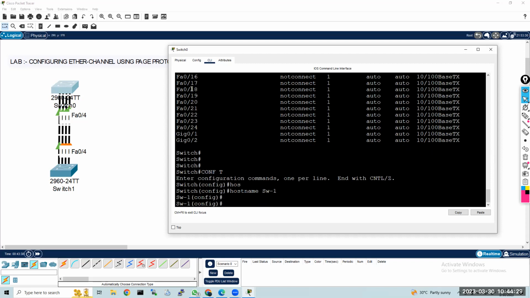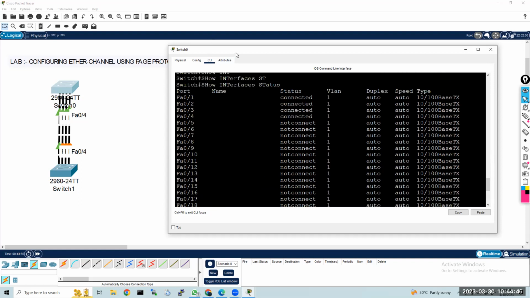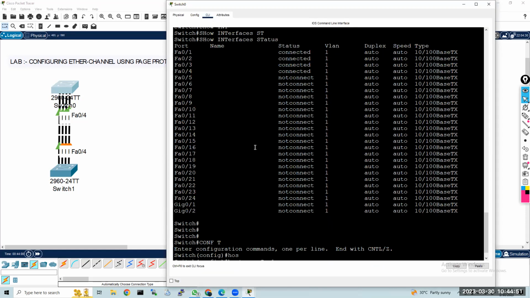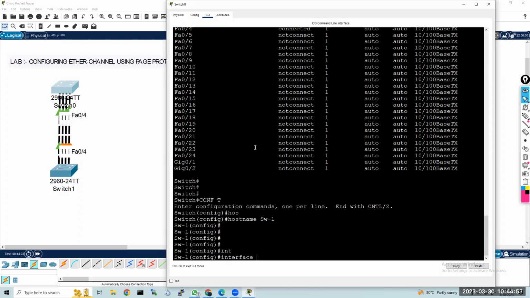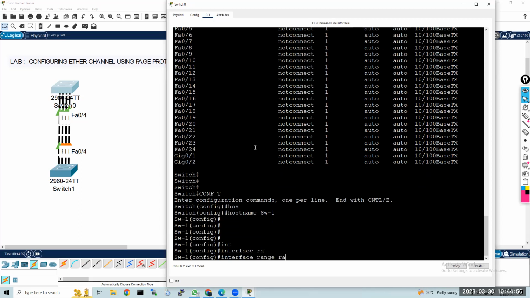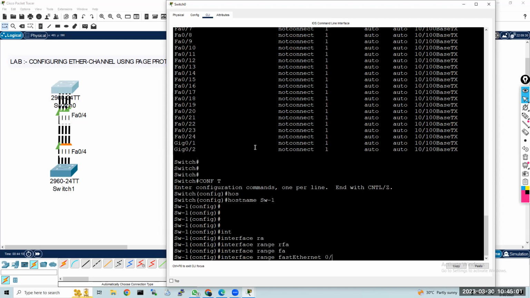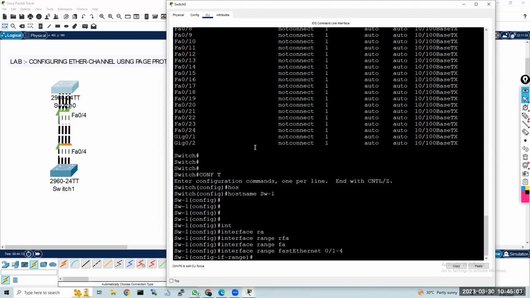Okay, so now I want to make these 4 ports, port 1, 2, 3, 4, that is not root bridge, into a bundle. Configure the 4 links to appear as one logical link. So how should I take this, guys? Interface range fast Ethernet 0/1 to 4. Correct?